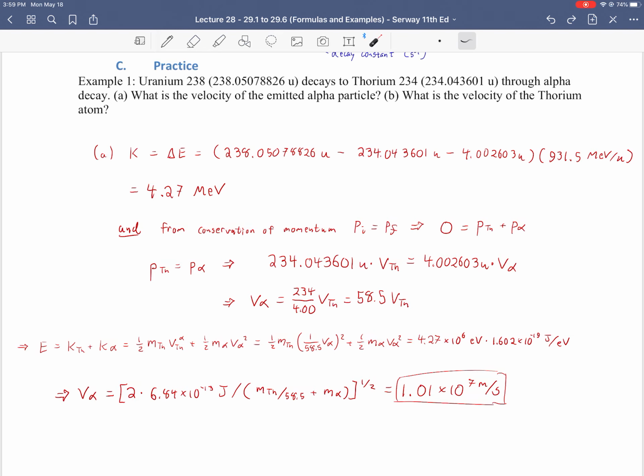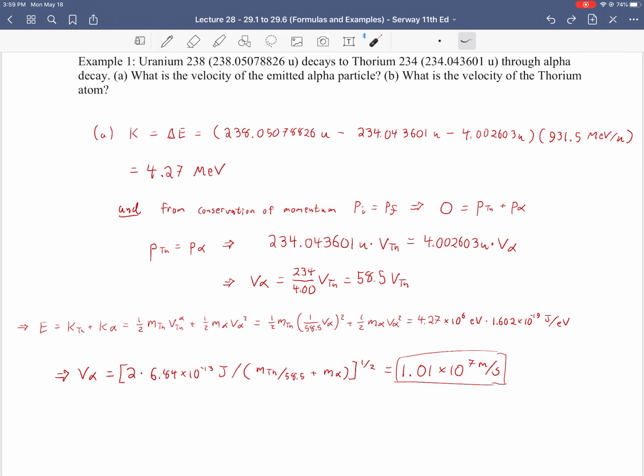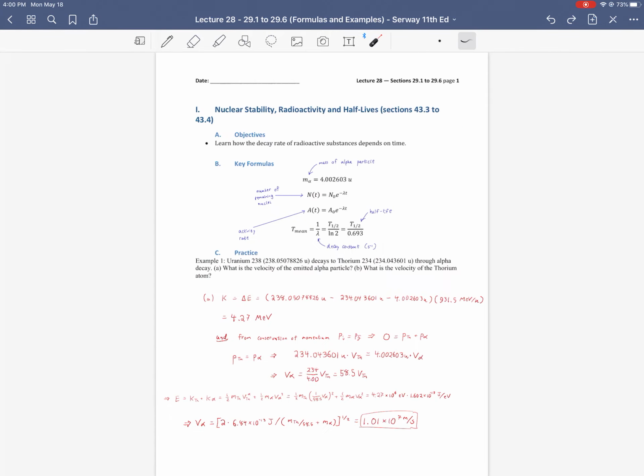All right, so that's it. I never went ahead and solved for the velocity of the thorium atom, but you could easily just divide that number by 58.5, and that would give you your V thorium. Okay, so hopefully that approach makes sense. You can look at the notes after the fact, and I'll remember to fix that alpha to a 2.